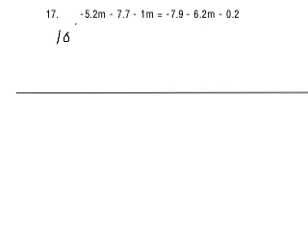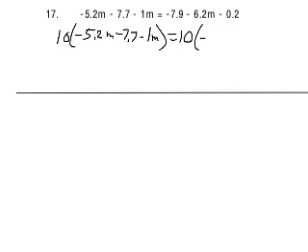10 times negative 5.2 m minus 7.7 minus 1 m equals 10 times a negative 7.9 minus 6.2 m minus 0.2.